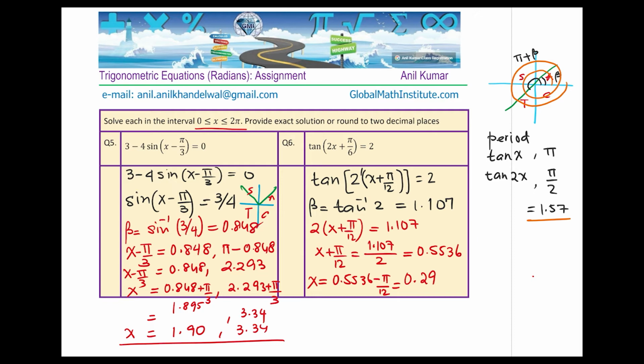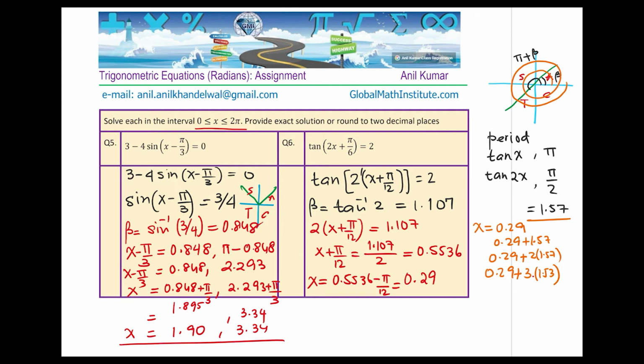Correct? So we have one solution, x equals 0.29, and then we have 0.29 plus 1.57, that is first. And then we have 0.29 plus 2 times 1.57, and then we have 0.29 plus 3 times 1.57. You get there. So these are the four solutions which we will get.